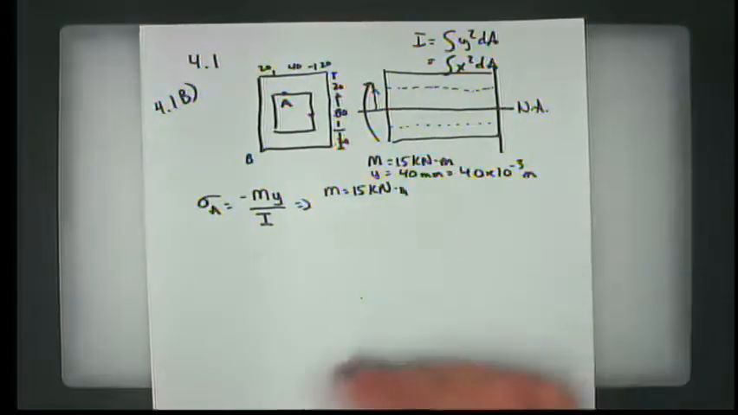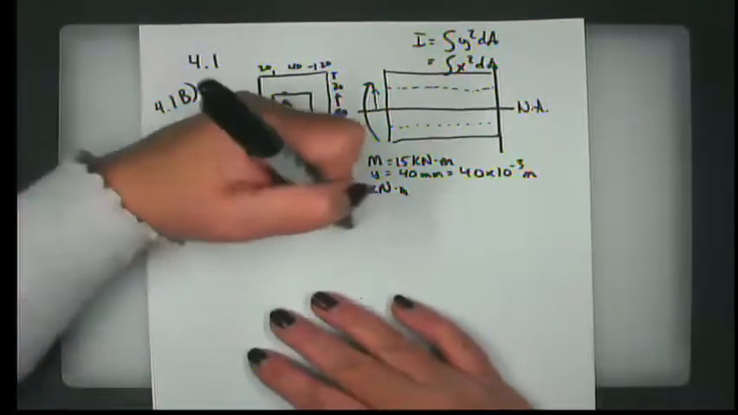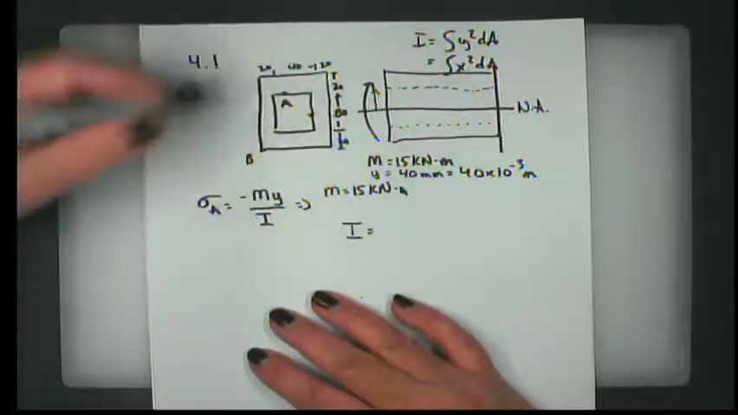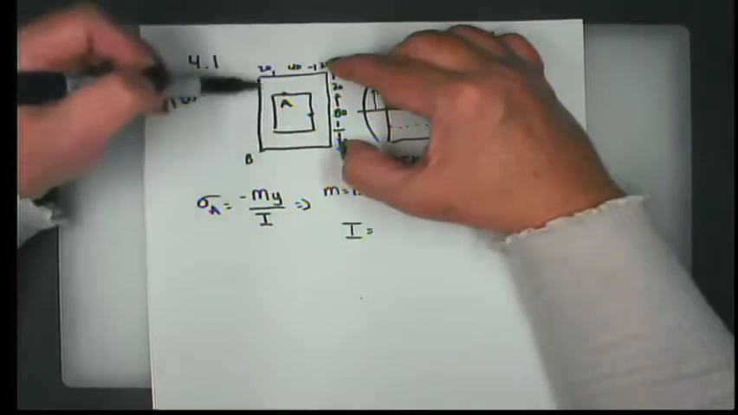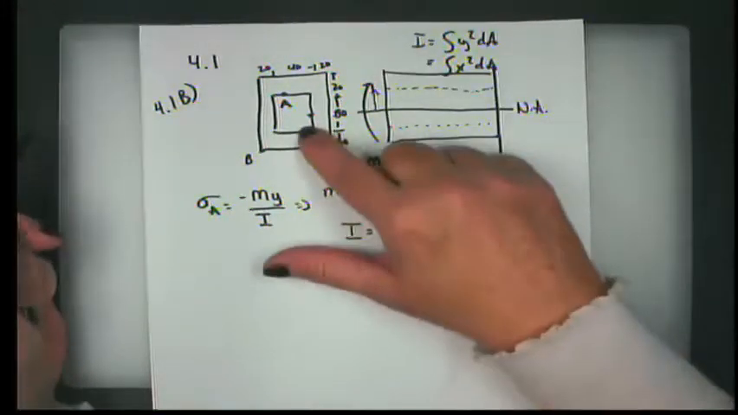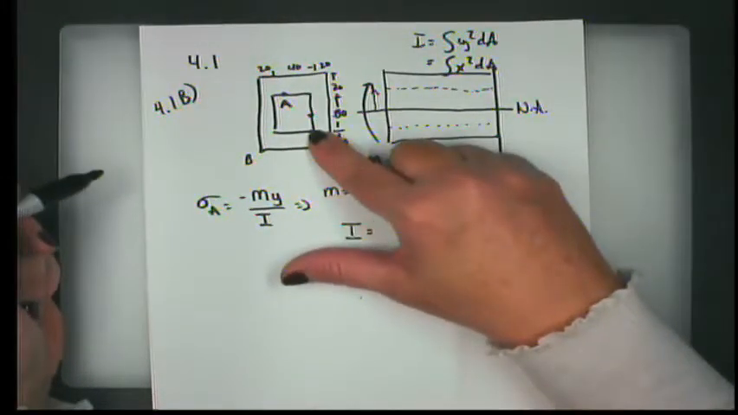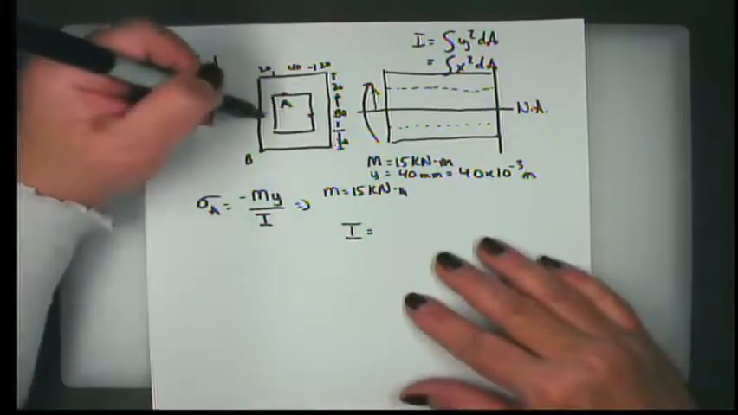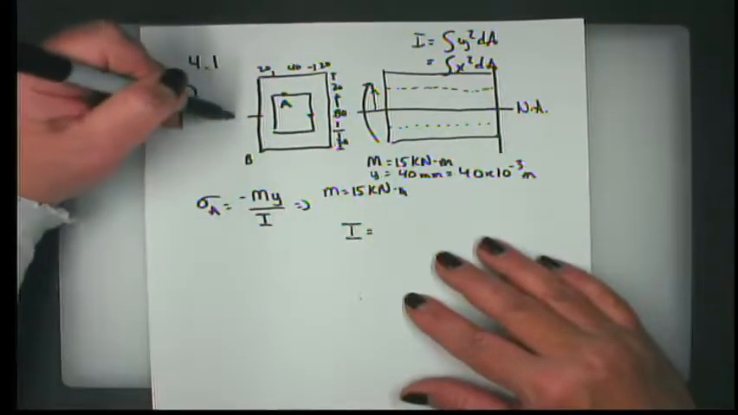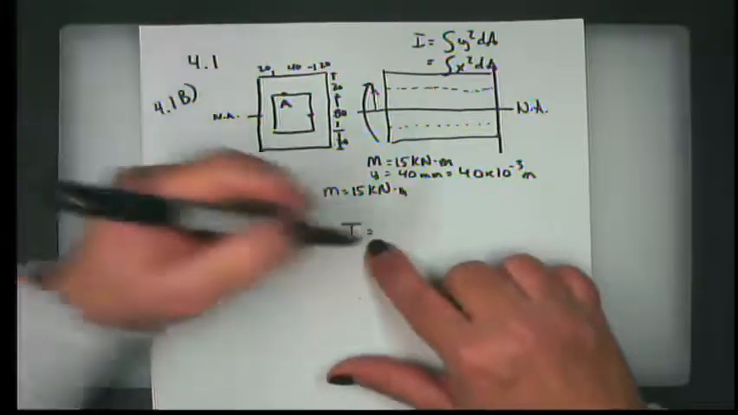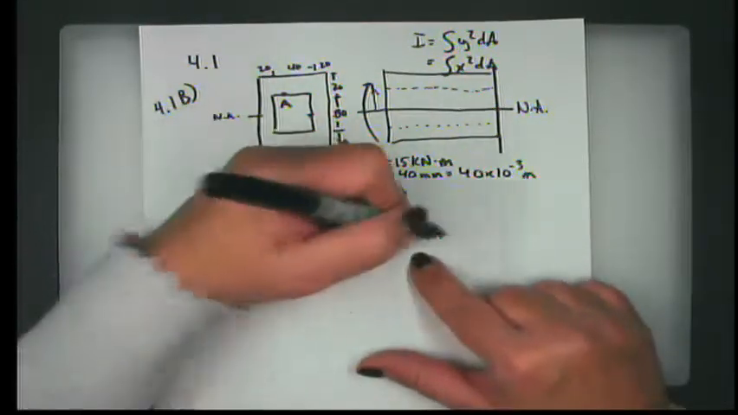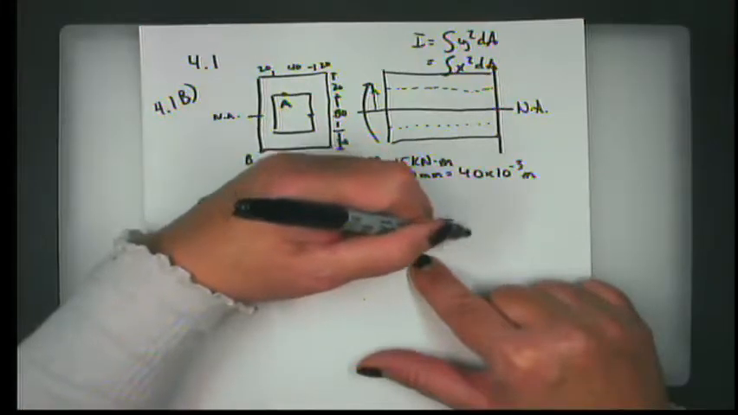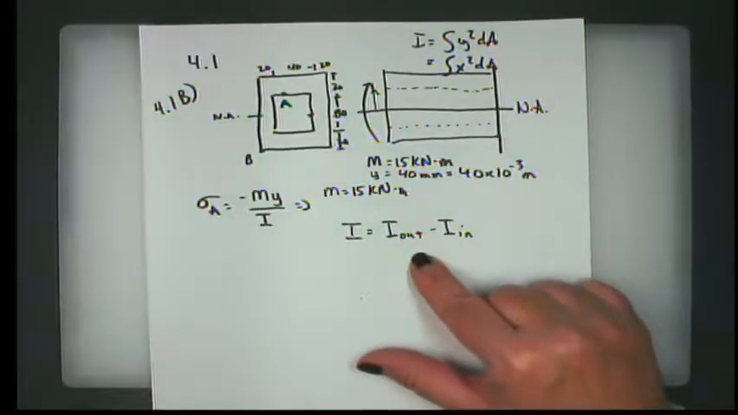Now what about my moment of inertia? That is the harder one. Well, if you look at this, the hollowed out rectangle in the middle and the solid rectangle outside have the same neutral axis, which is right in the middle here. And because they have the same neutral axis, all I have to do is find the moment of inertia of the outside rectangle and subtract the moment of inertia of the inside rectangle.